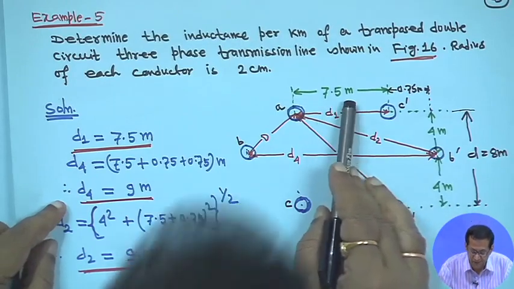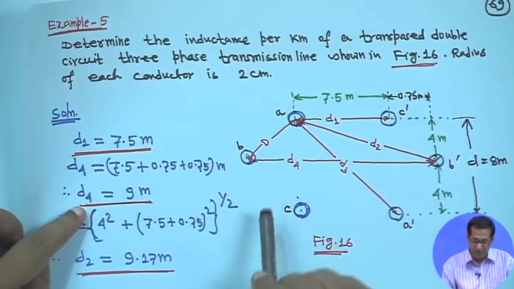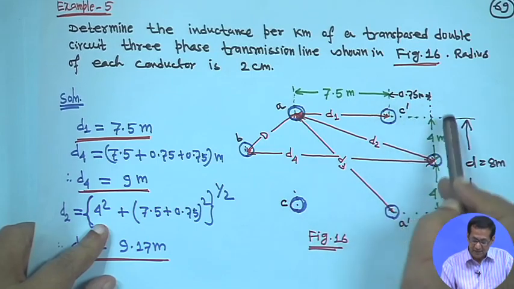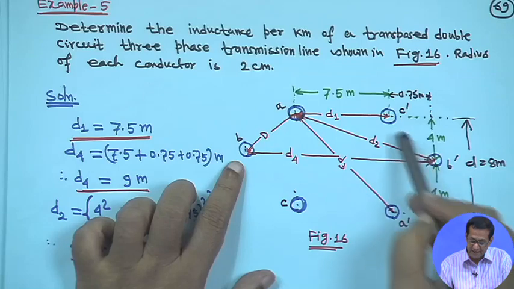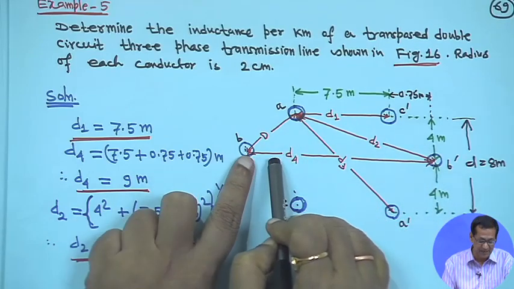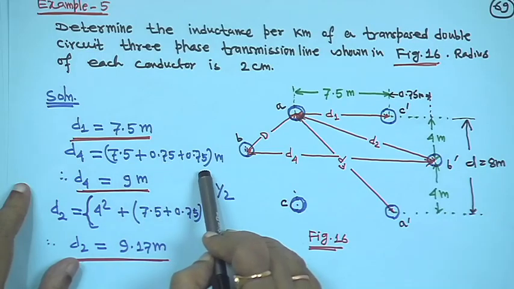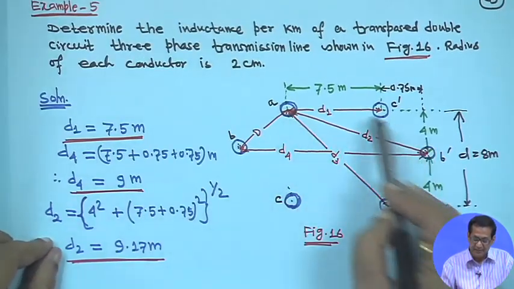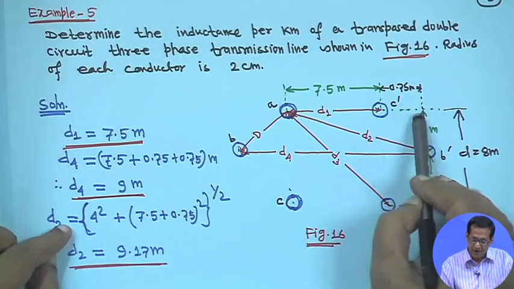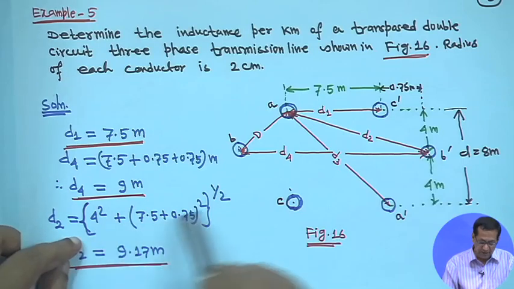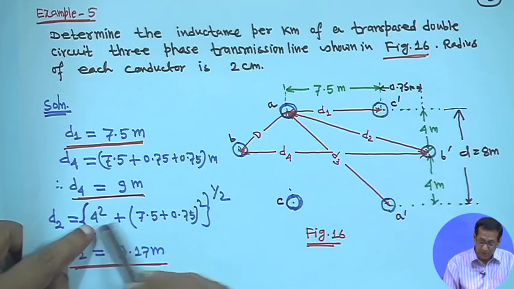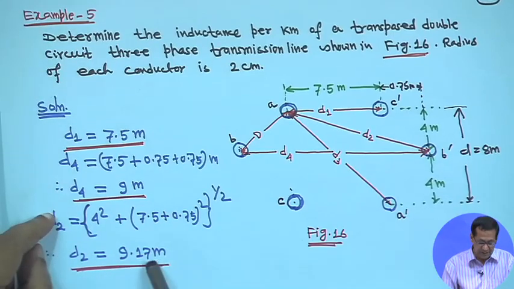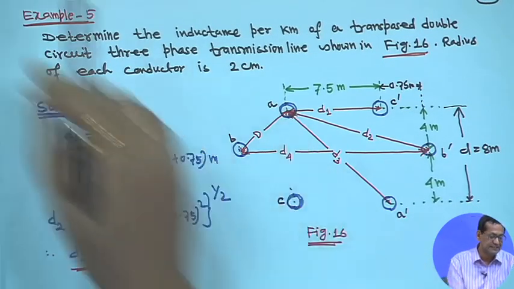So, D1 is equal to 7.5, already given, right. Then D4 is equal to, it will be 9 meter. From here, this is 7.5, this portion is 0.75 and this side is also 0.75. So, D4 is equal to 7.5 plus 0.75 plus 0.75, equal to 9 meter, right. Similarly, D2 is this one: this is 7.5 plus 0.75 and this is 4. So, D2 is equal to square root of 4 square plus (7.5 plus 0.75) whole square, to the power half. So, D2 is 9.17 meter, because first you have to find out all the distances, right.